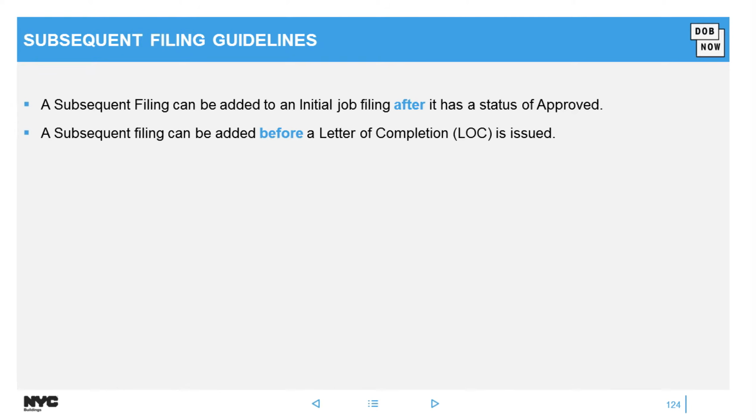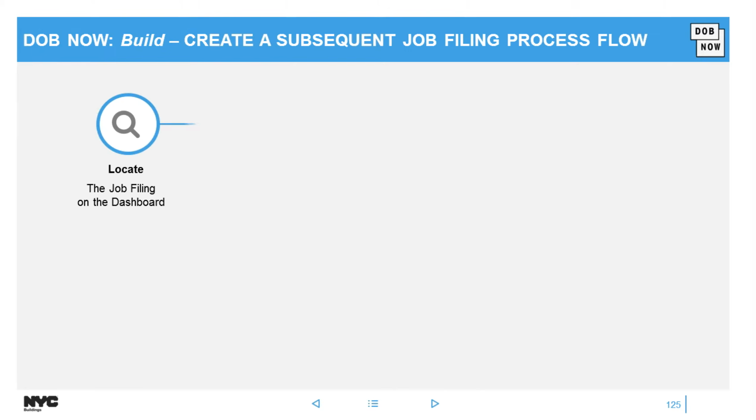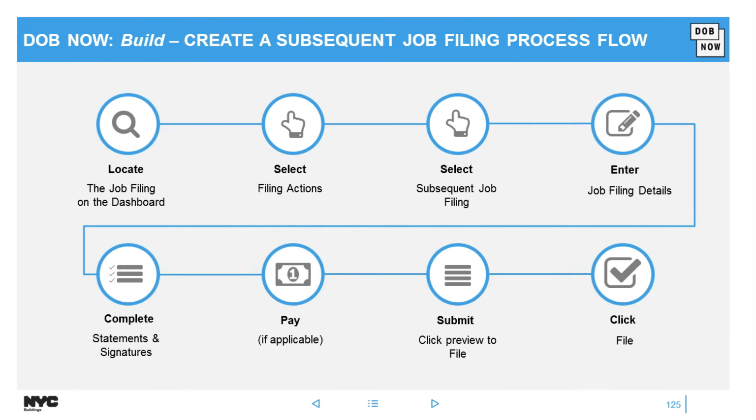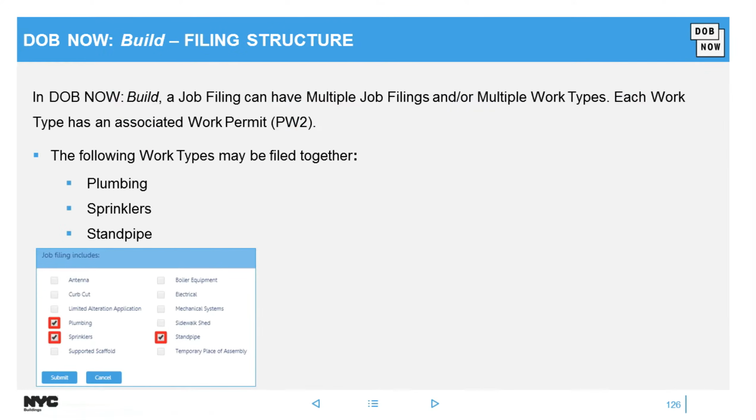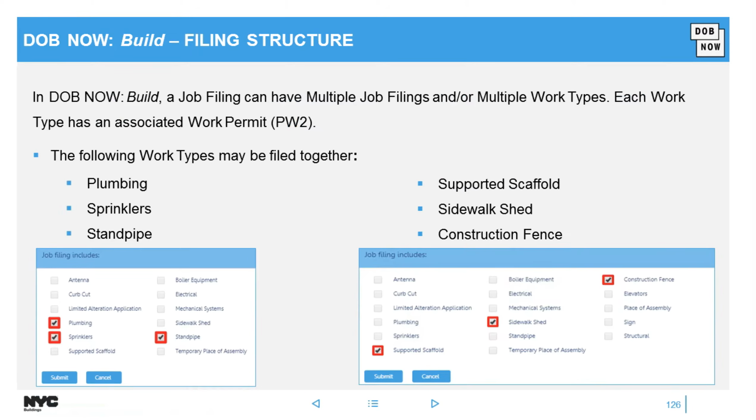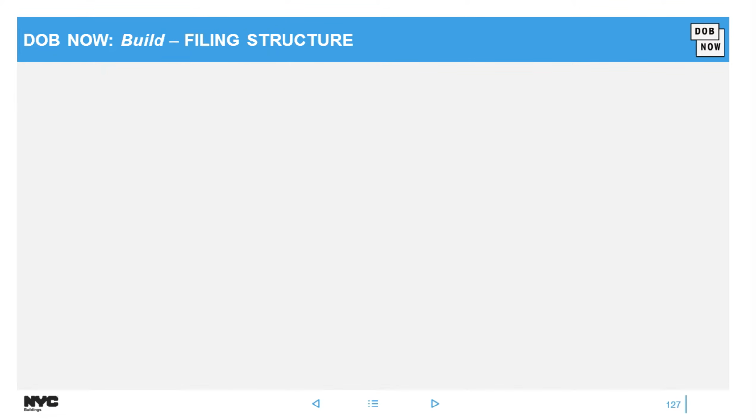So we touched on subsequents before. Again, remember, it's after it has been approved, but before LOC is issued. That's when you can do a subsequent job filing. Remember that you can group plumbing, sprinkler, and standpipe together, or fence, scaffold, and shed together. All of the rest, you have to do separately. If you do not want to wait, you can file separately and then tag the job where I showed you that additional information section was.